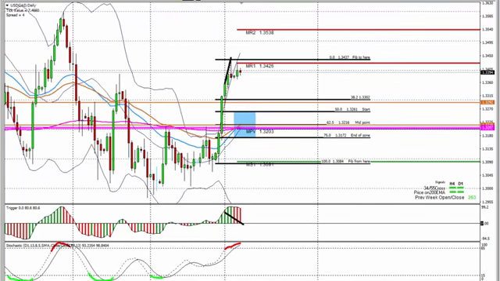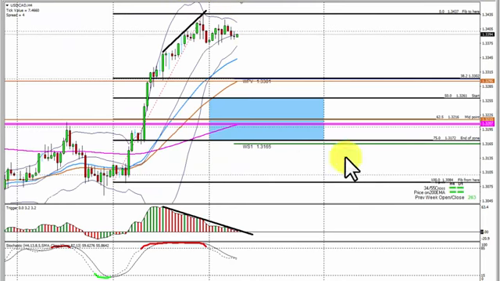US dollar CAD daily chart. Let's first go to the 4 hour. 4 hour tells us long, daily tells us long. We had a strong move last week. We closed 263 pips higher than the opening.